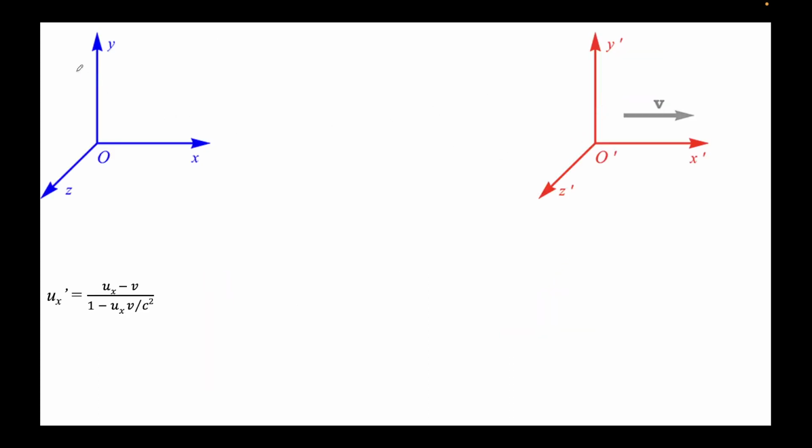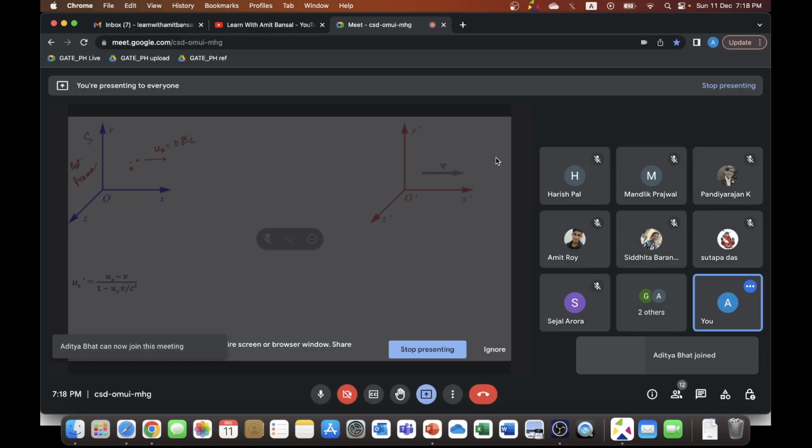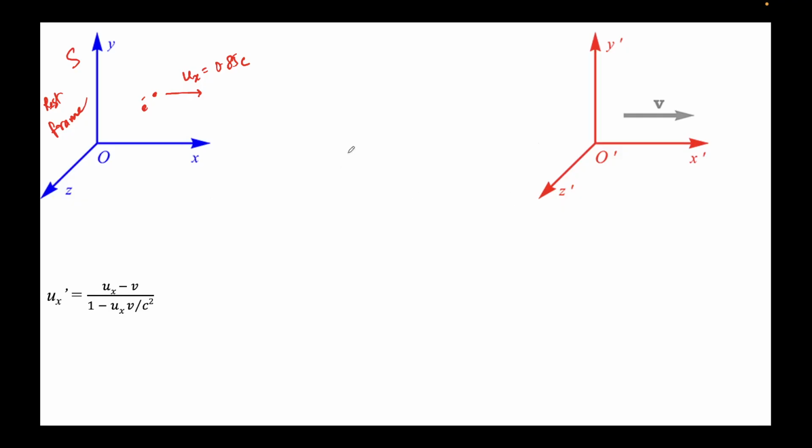So this was our system, redrawn here. Remember, this was our rest frame, the frame S. Here is our electron, and it's moving in this direction. What is the velocity of this electron? 0.85 c. This was given in the problem itself. And this is the second frame, what I call the photon frame, the moving frame. It's the S prime frame, which we used to call, and it's moving at a velocity.